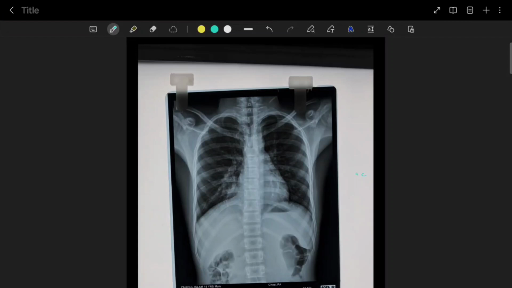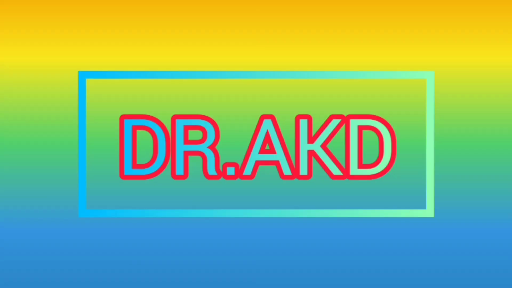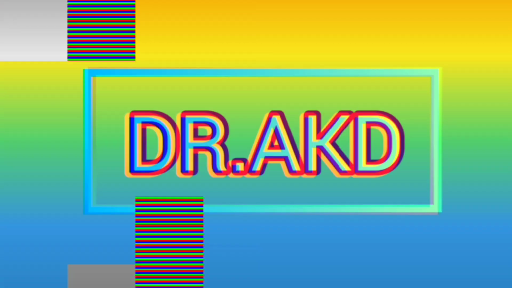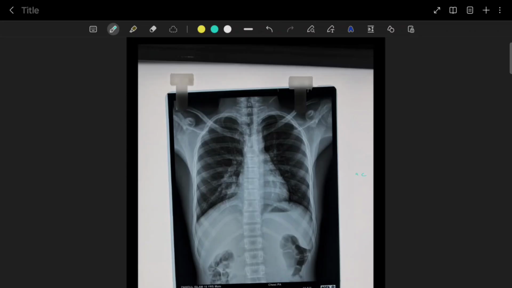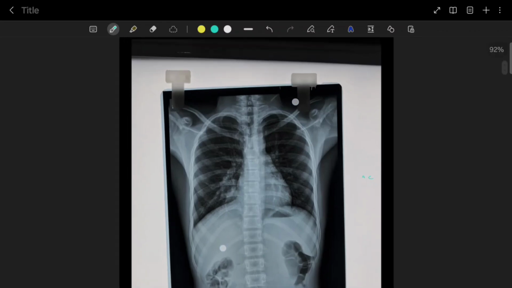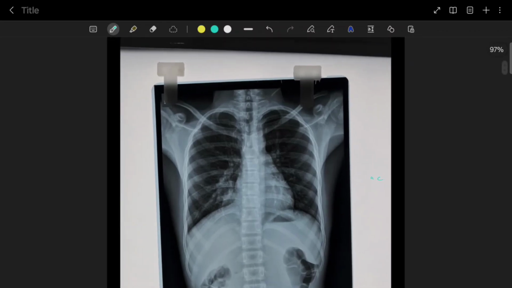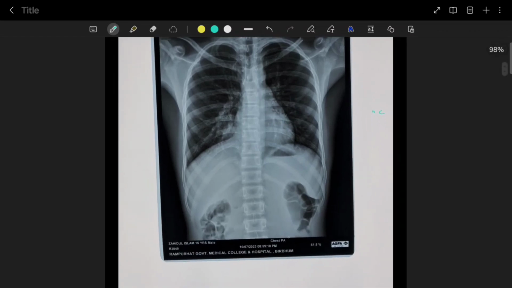Welcome all. Today we are going to discuss how to examine a chest X-ray. So what is the first requisite to see a chest X-ray? At first you have to tell whether it is a PA view or AP view. It is written in the X-ray itself. Okay. Here it is the PA view.